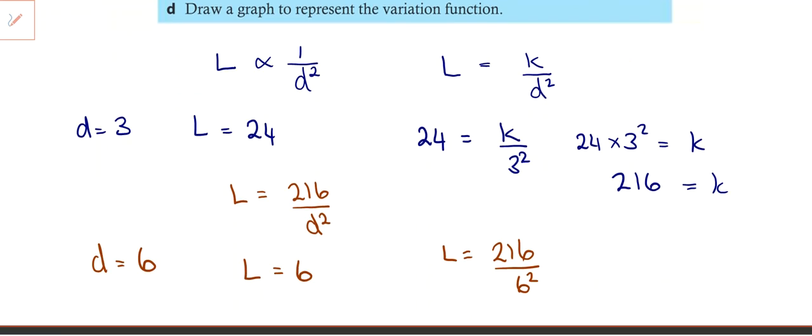So what have we done so far? We went from 3, right, and that's L, we went from 3 to 6, and light intensity went from 24 to 6. So if we double the distance, we divide by 4, or 2 squared.